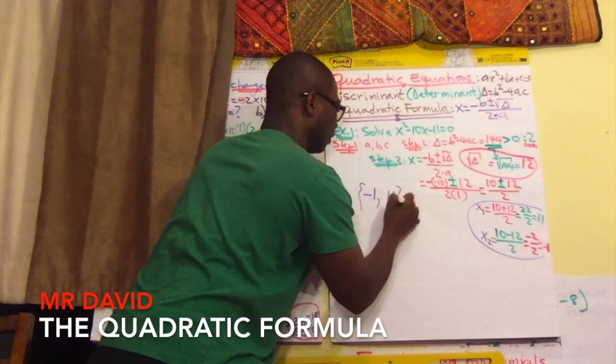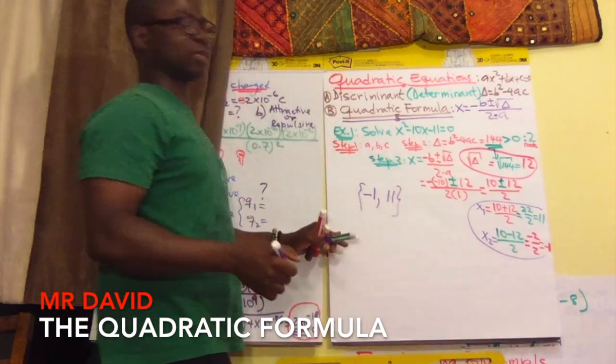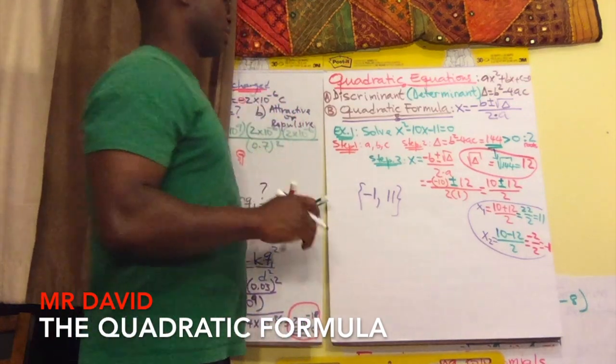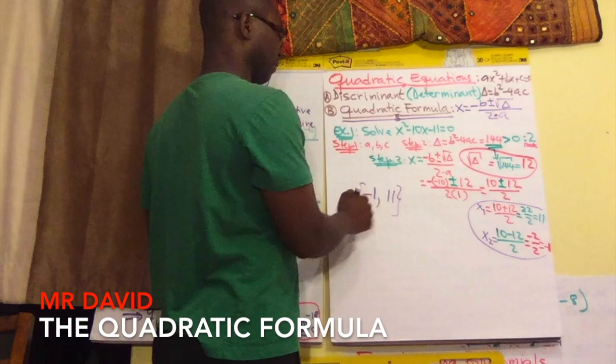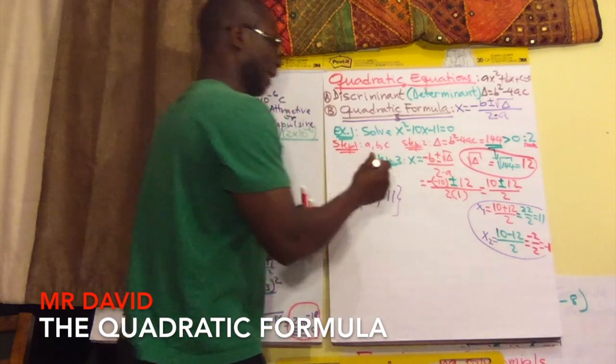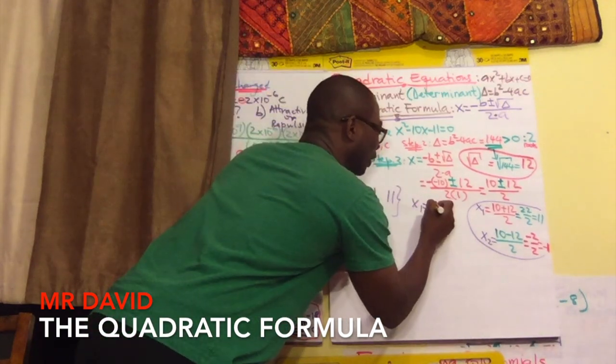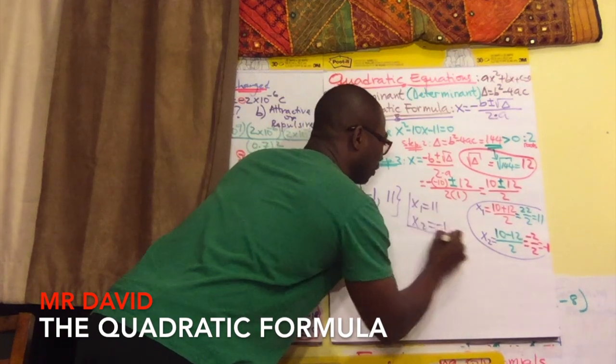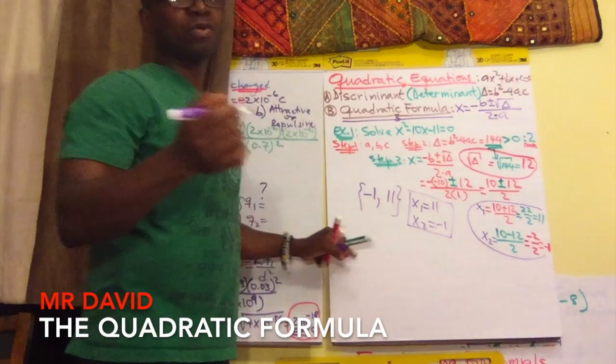Okay. Remember, it's not parentheses. It's the bracket. So make sure you don't write parentheses. So you could write it like this. Or you could just write x1 equal to 11, x2 equal to -1. Either one is fine. Either one will be just fine.